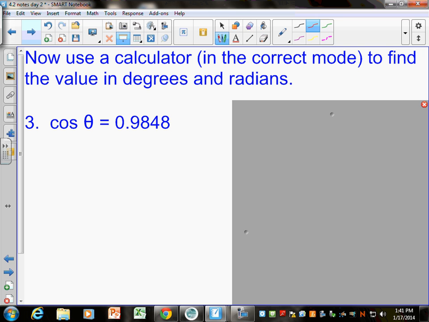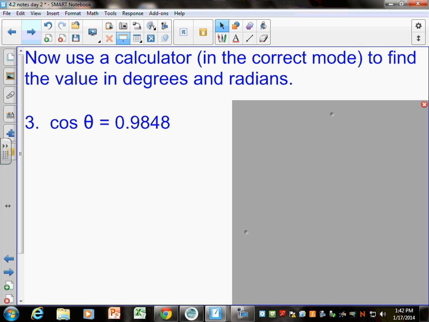The other part of this is I do want you to be able to use a calculator, because unless it's a special angle, like 30, 60, or 45, then you have to use a calculator. If you don't have a calculator with you, I want you to have one. Who needs a calculator? Ready? Okay. And when we take our test, there will be questions like this, because I want to know that you can use your calculator correctly. Anyone else need a calculator?